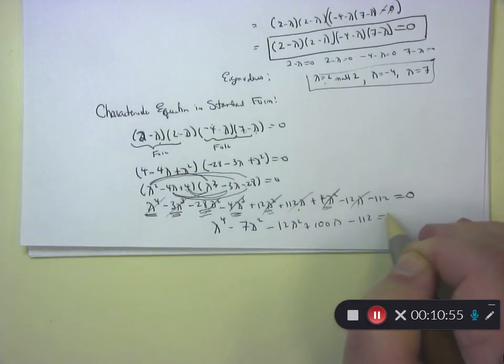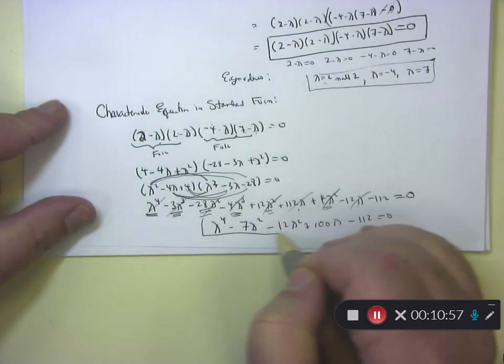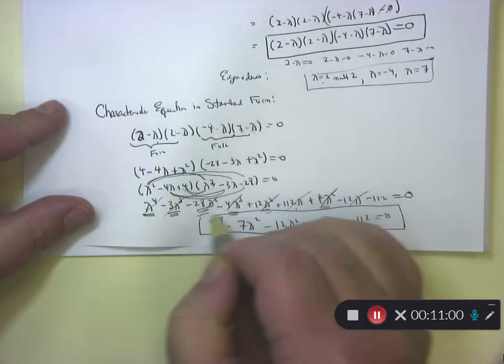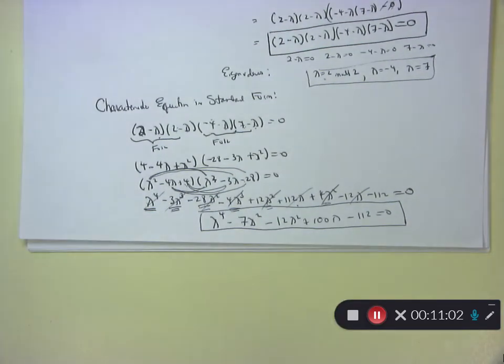Minus 112 equals 0. This is what they traditionally call a characteristic equation in standard form. Just fancy terminology with this guy. Does that make sense?